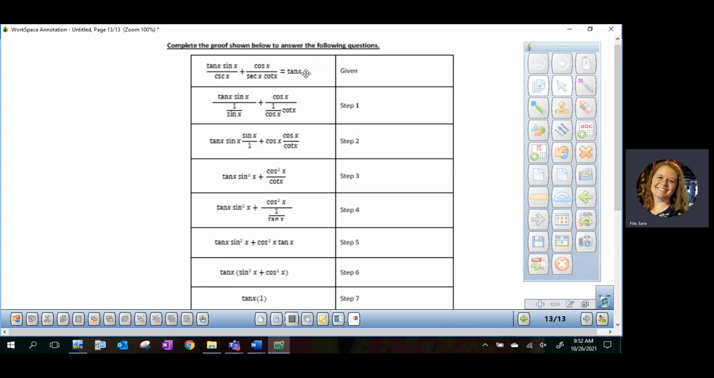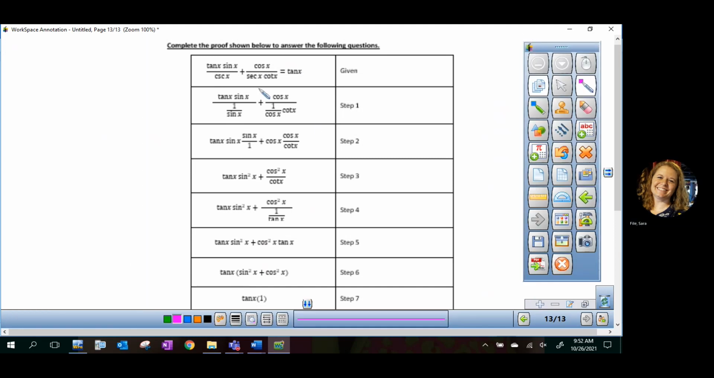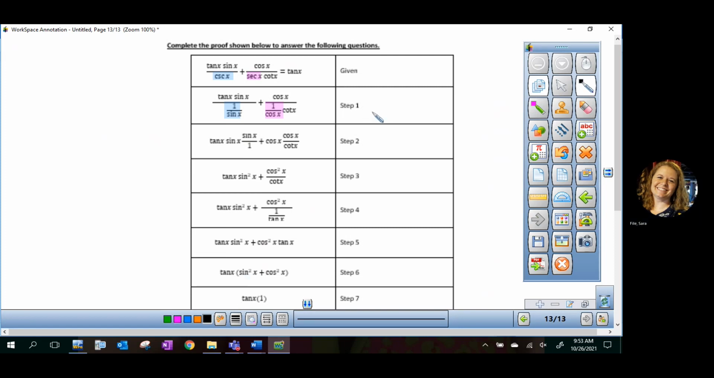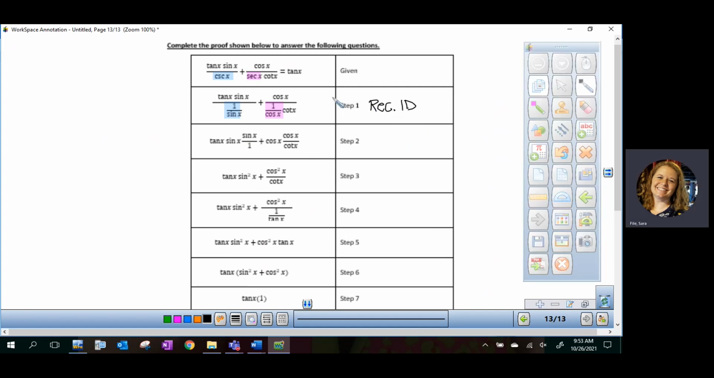Okay, so the first thing that I see happening is they have replaced cosecant with 1 over sine and secant with 1 over cosine. Why did they do that? How did they do that? What's the reason? Those are reciprocal identities. That's how they're able to do that. So that's step 1.